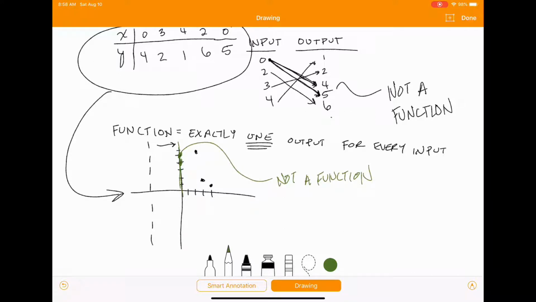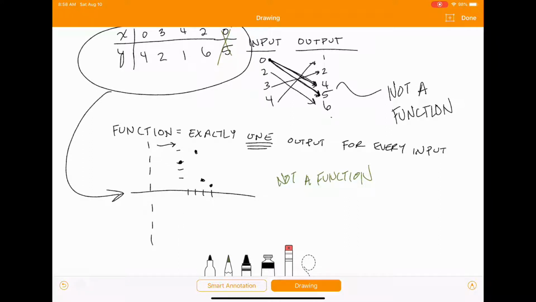However, if we got rid of this last point here, so 0, 5, we're going to get rid of. All right.